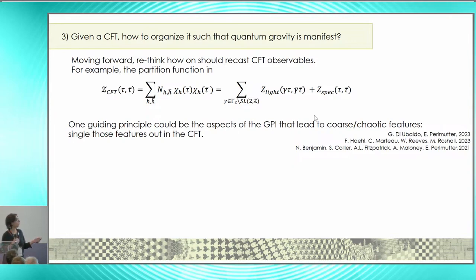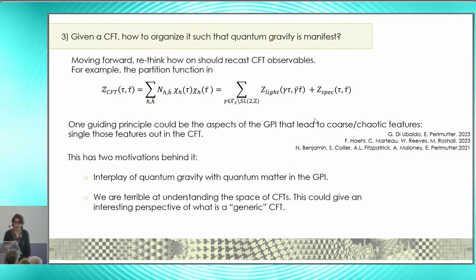And the spectral part, for instance, related to what Jan was talking about yesterday, is the part that is going to contain your chaos. This is the part that is going to be perhaps compatible with this random matrix type behavior. But this is basically a push to say, reorganize your way of thinking, reorganize your structures, try to think about CFTs in a different way, such that maybe these coarse or chaotic features come about.